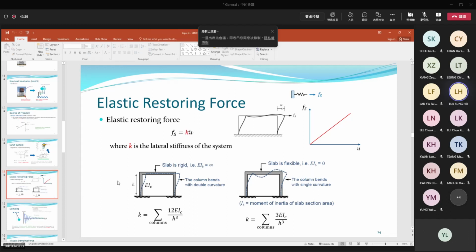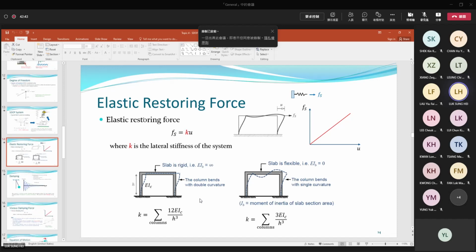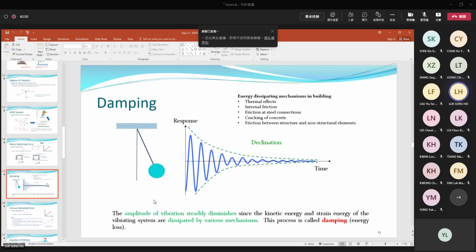Stiffness is easy because it's just like what you learned before in statics. It is a restoring force provided by columns, provided by beams, this kind of material. The other new thing is damping. Damping is quite complicated because in reality, you have many different energy dissipation mechanisms in a building, maybe due to temperature, heat loss, friction, or cracking. There are many mechanisms. There is no easy way to formulate all mechanisms individually.